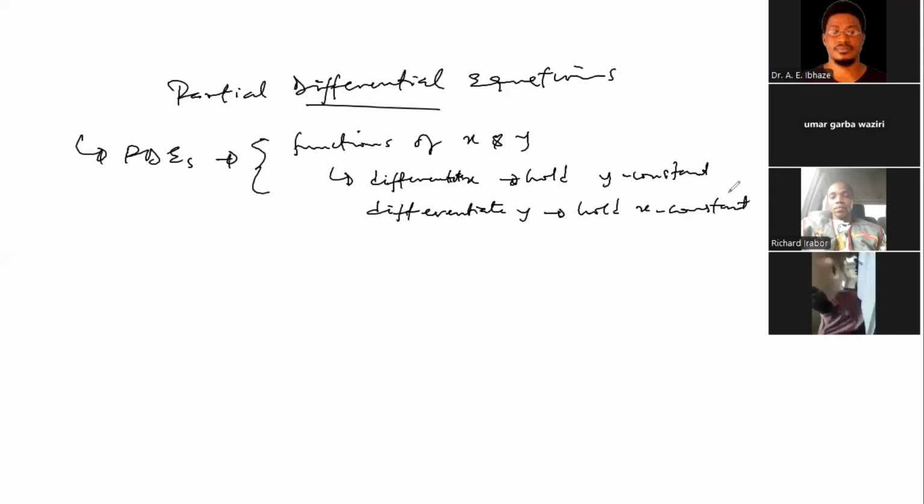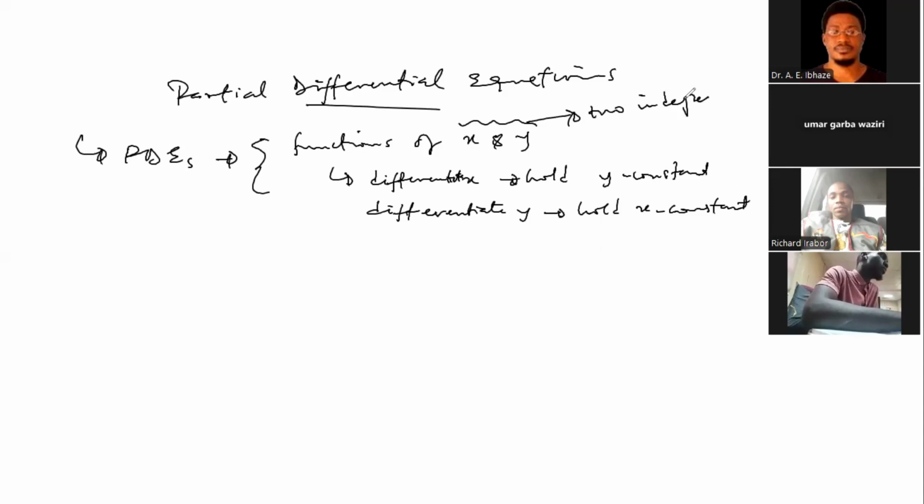Okay, thank you so much for that contribution. We need some other views. What do you understand about partial differential equations? The most important thing here is that we have two independent variables, right? From Engineer Joel's description, x and y. And then we differentiate one and hold the other constant, which means there is some partial differentiation going on, isn't it? We need some other contributions before we move on.